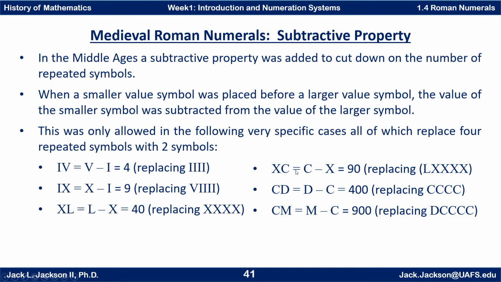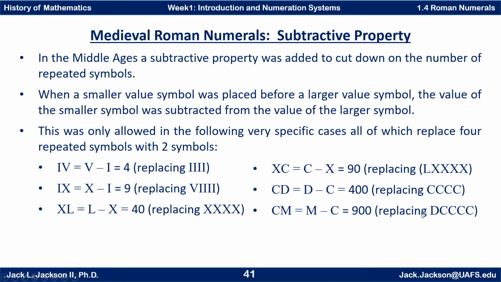XC is C minus X, or 100 minus 10, which is 90. That replaces an L and 4 X's. CD was allowed. That was D minus C, or 500 minus 100 is 400, replacing 4 C's. CM is M minus C, or 1,000 minus the 100, which is 900. That would be replacing D, C, C, C, C.